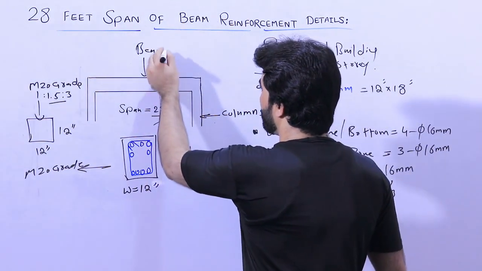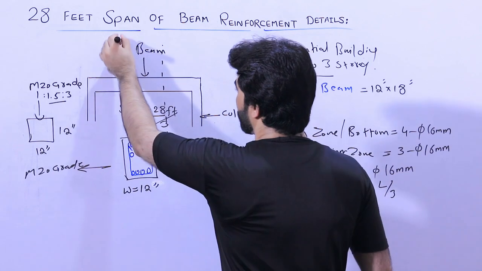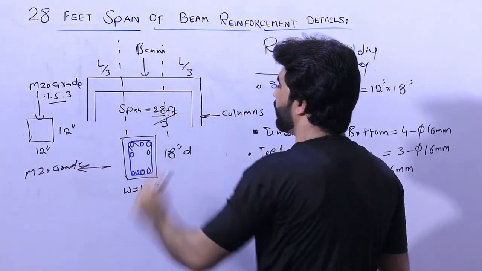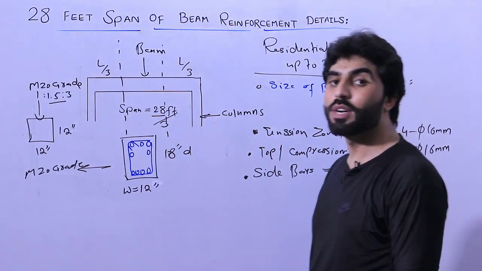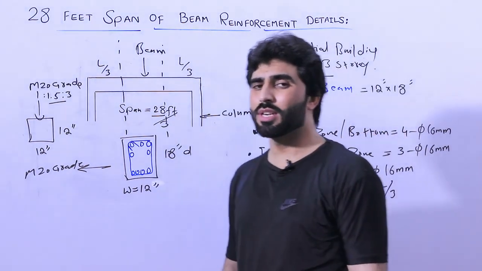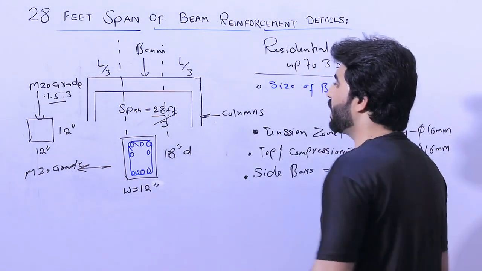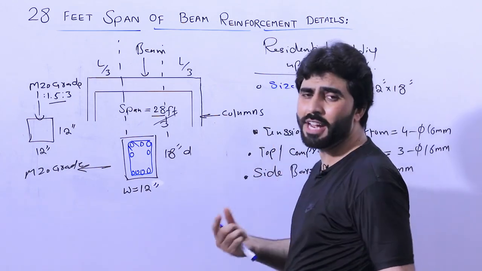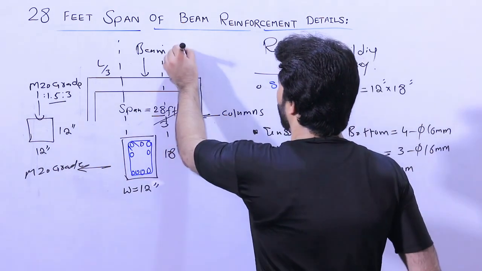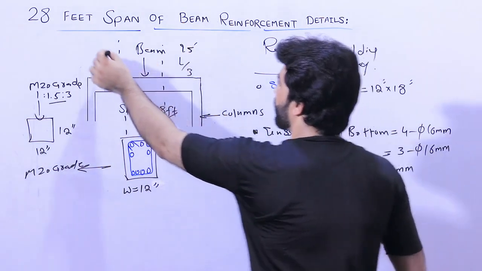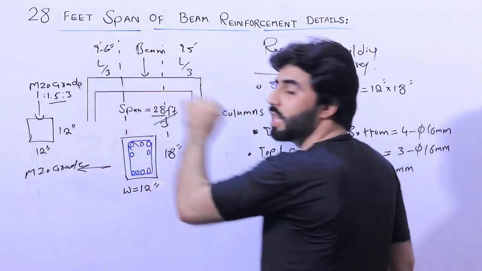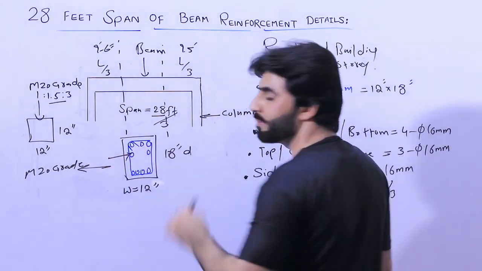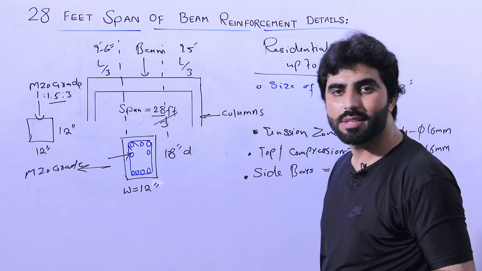Let me make a section. This is L by 3, L divided by 3, where L is 28 feet. So 28 feet divided by 3 is about 9.5 feet, or 9 feet 6 inches. So at the distance of 9 feet and 6 inches, we provided these 2 bars, which are called side bars.